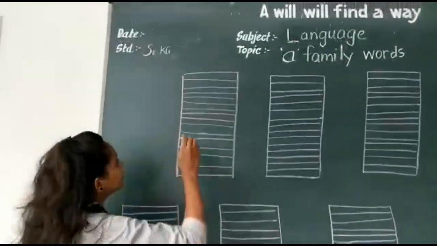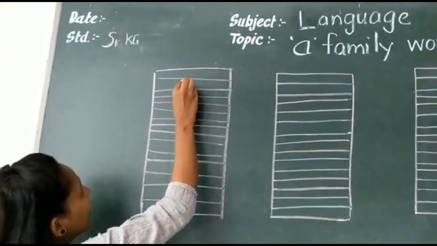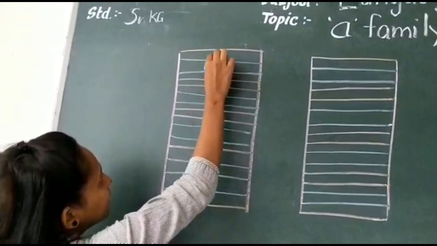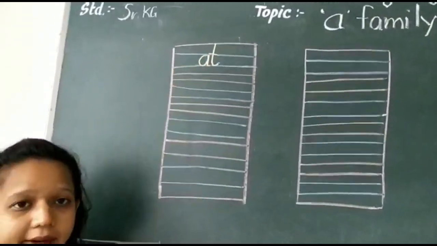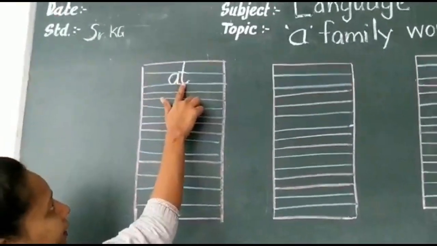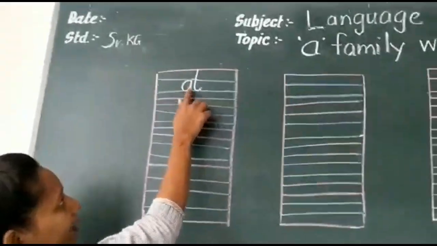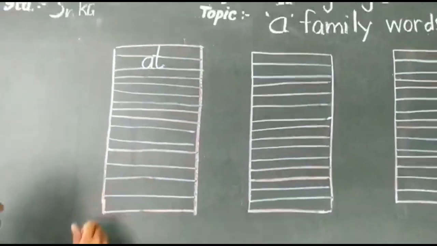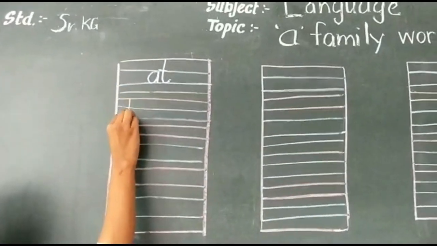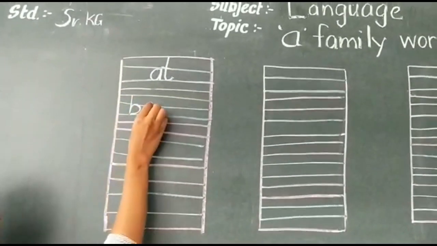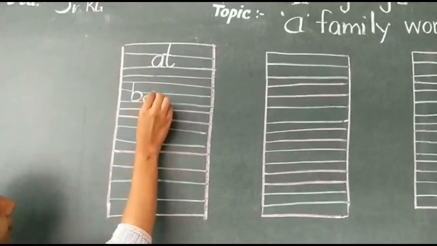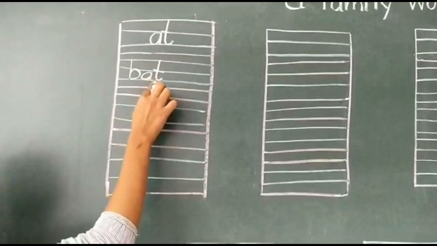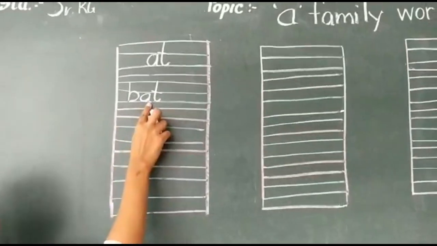First word is a, t. This word is at. At. इसके हम three words लिखेंगे. The first word is b. At. B, at, bat. B, at, bat.